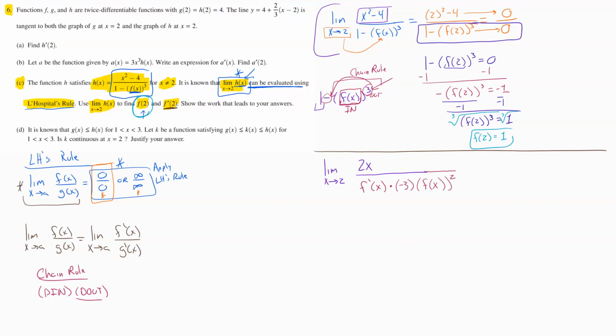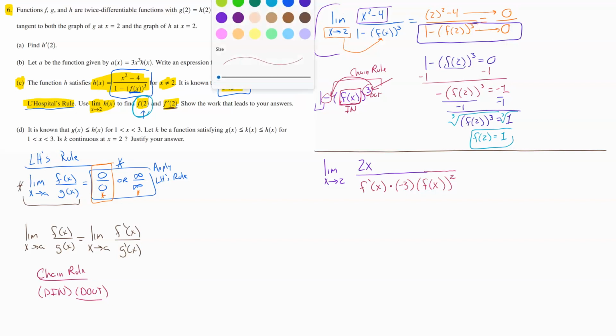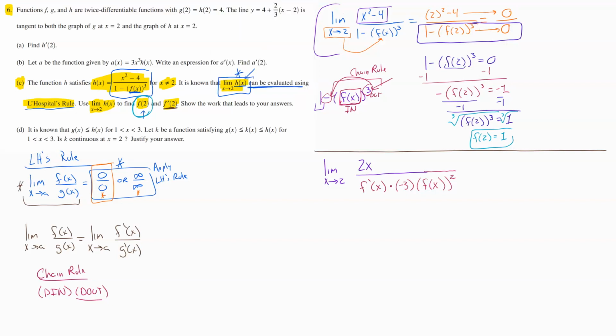So L'Hopital's rule says that this limit is going to equal the limit that we started with. From there, we can now start trying to plug in some values. Again, we would plug 2 in everywhere we see an x in this equation. So I'm going to plug in 2 here, plug in 2 there, and plug in 2 there. Out of here, we would get 2 times 2 over f prime of 2 times negative 3 times f of 2, and all of that is squared.